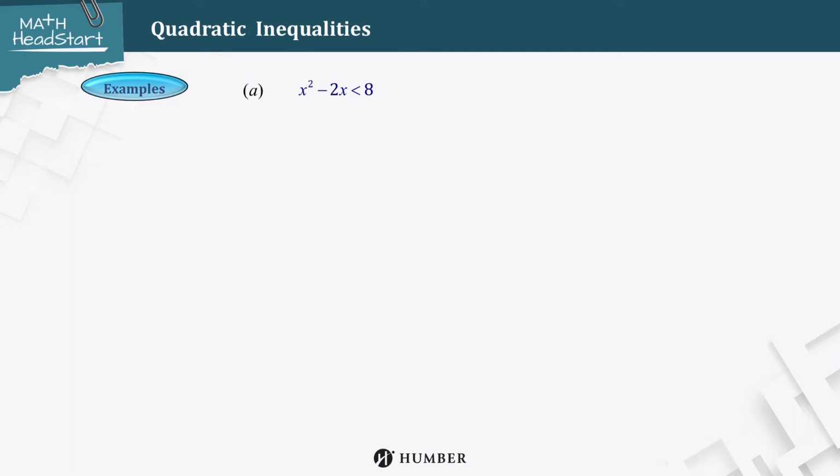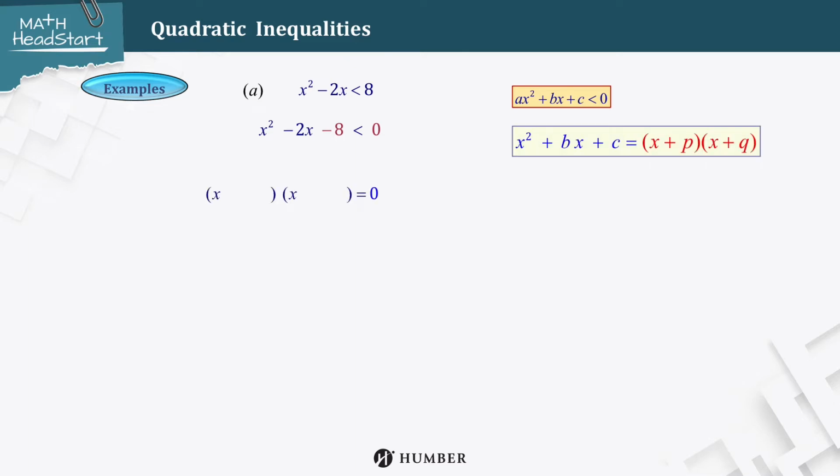Notice that this is not in the standard form. Let's move the constant 8 to the left side and try to factor the left side expression. Write two sets of brackets with x. Then we need to find two numerical values p and q such that the product of those equals the constant c, and the sum of those should be the coefficient of x, b. In this case, the product pq is negative 8, and we try to find p plus q equal to negative 2.